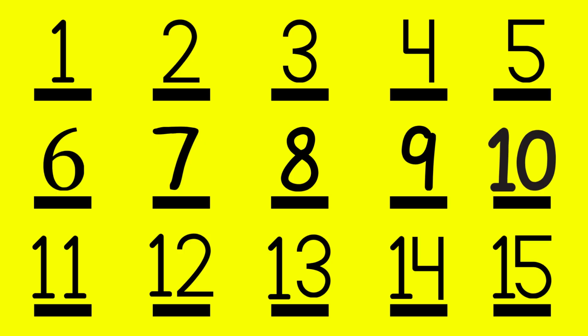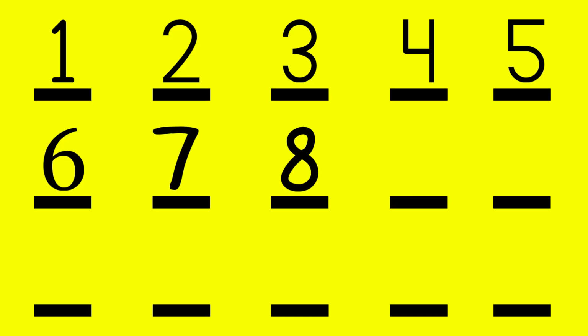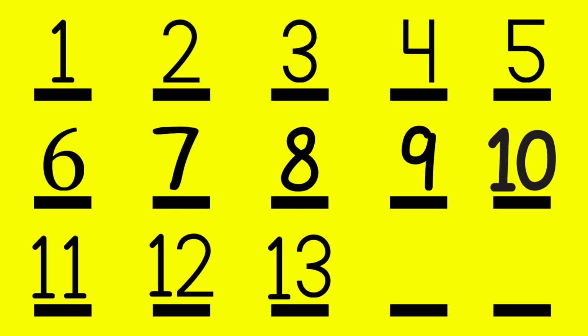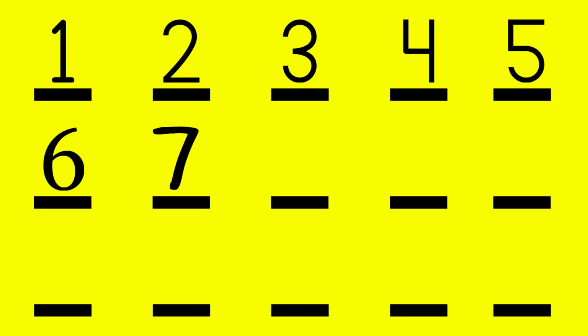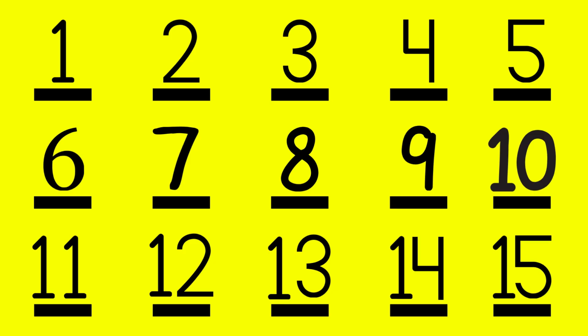Nice counting. All right, here we go again. 1, 2, 3, 4, 5, 6, 7, 8, 9, 10, 11, 12, 13, 14, 15. All right, one last time. Here we go. 1, 2, 3, 4, 5, 6, 7, 8, 9, 10, 11, 12, 13, 14, 15.